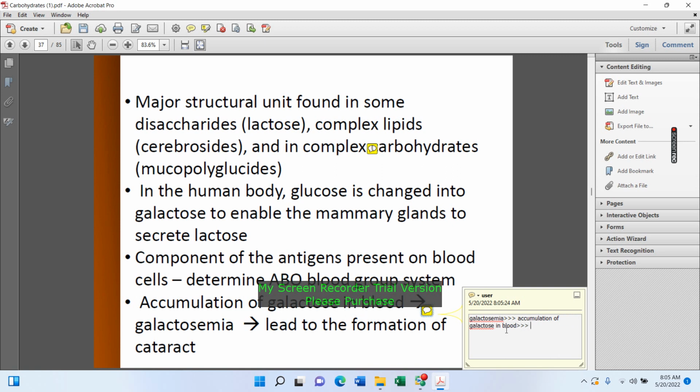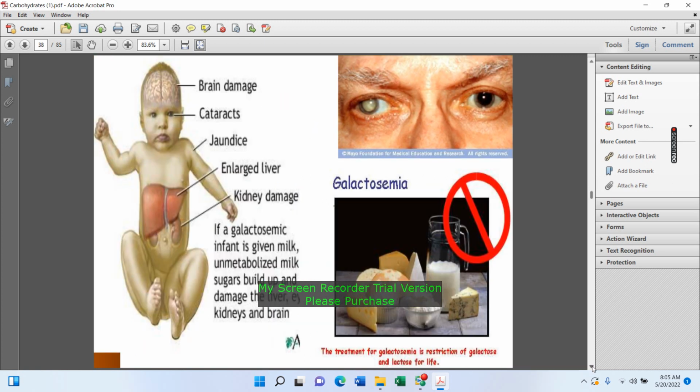Galactosemia, and it leads to formation of cataract. Let's move to the next one. So this is galactosemia.